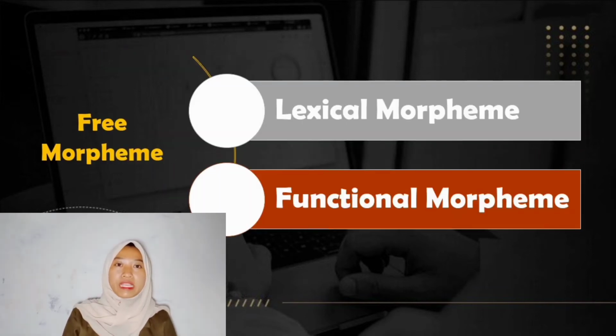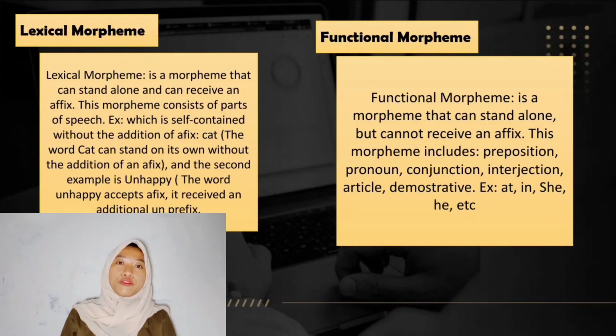Free morphemes are divided into two. The first is lexical morpheme and the second is functional morpheme. The first is lexical morpheme. A lexical morpheme is a morpheme that can stand alone and can receive an affix. This morpheme consists of parts of speech.